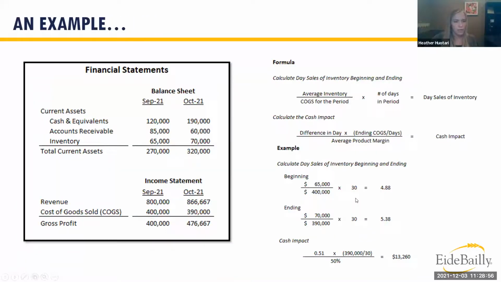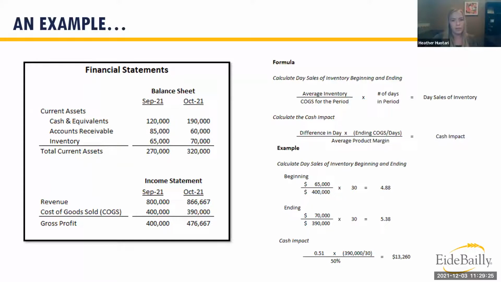So here I put together just a quick example of how we could measure a day's sales of inventory for you. On the left-hand side, you'll see just a very, very pared back financial statement example. So up in the top section, we've got a balance sheet ending September 2021 and October 2021. You can see that the inventory balance was at 65,000 and increased slightly over the next month to 70,000.